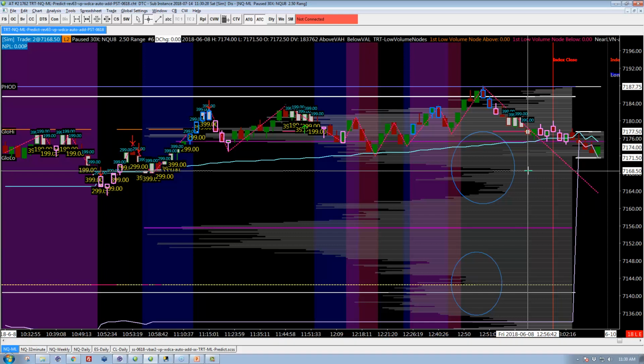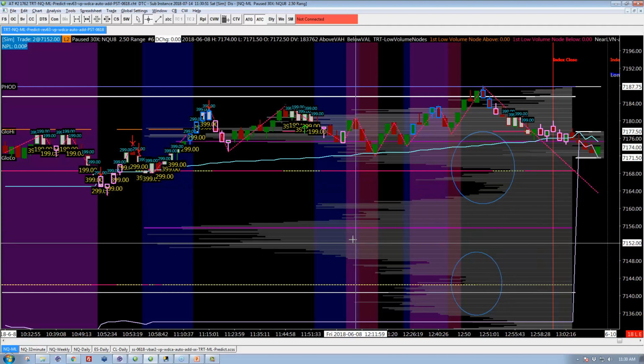the low volume nodes. Because my theory is that we don't spend a lot of time at low volume nodes, so these are good places to enter. We're going to come up to a low volume node and we're going to either bounce off of it or blow through it, but we're not going to spend a lot of time there, which is what I want. I want the places where I get in and then the market moves.